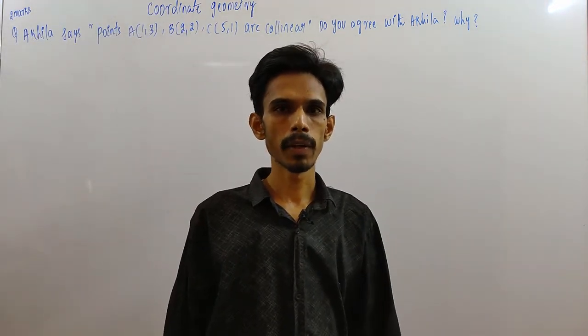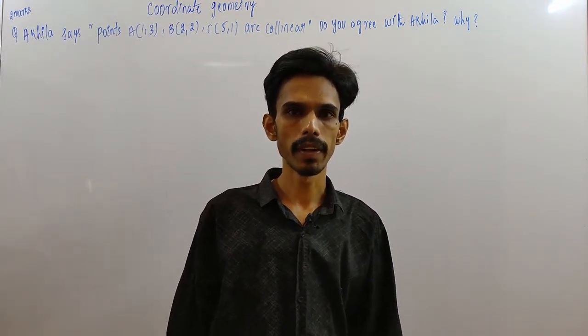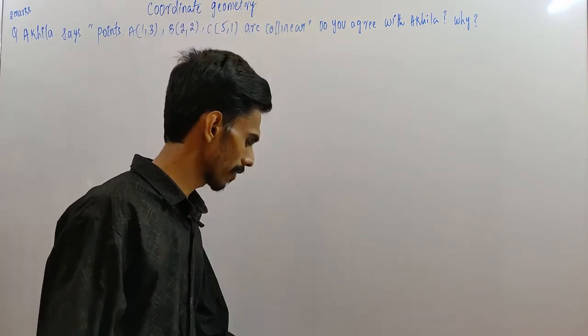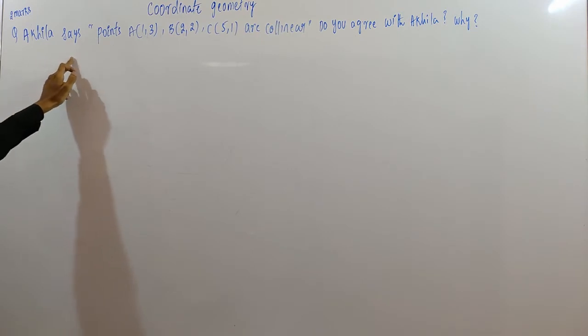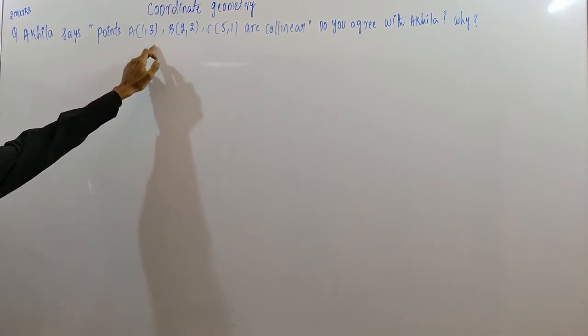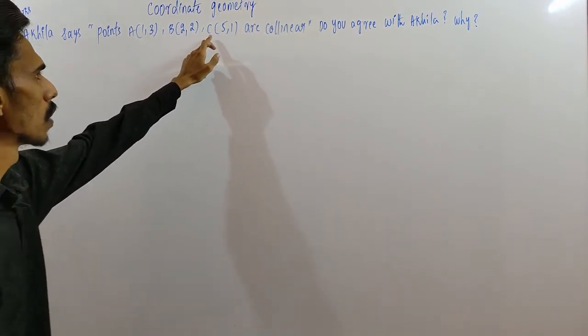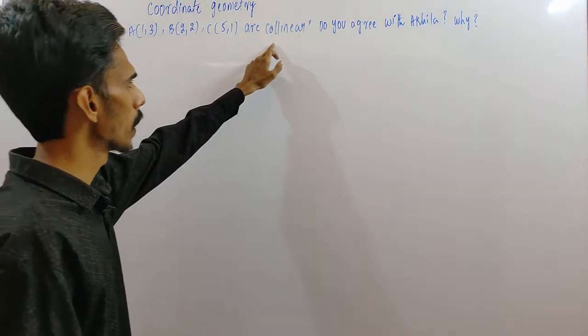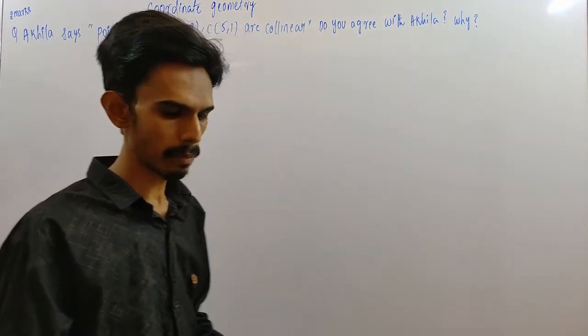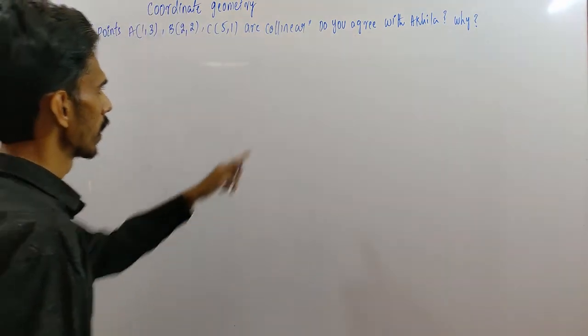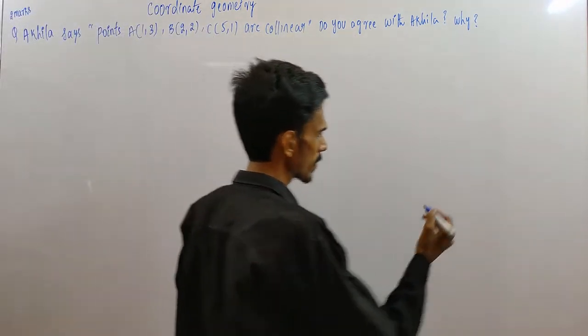In this class, I am going to solve some more questions in coordinate geometry. Let us start with this question. We have been given: Akhila says points A(1, 3), B(2, 2), C(5, 1) are collinear. Do you agree with Akhila? Why do we agree? Here collinear is given.